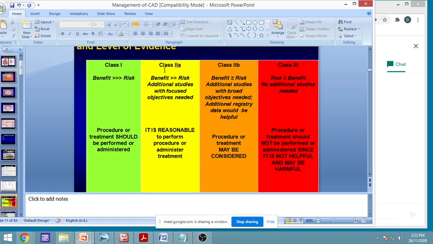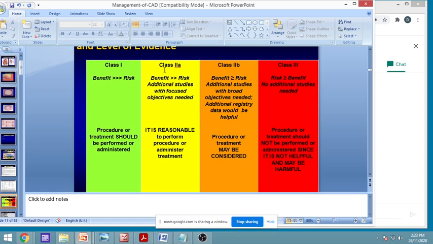It is very clear that there are no benefits, and in that case this should not be used, it should not be performed, or the drug should not be administered because it is not harmless, rather it may be harmful. So these are how evidences are collected, and on that basis the drugs are preferred, drugs or procedures.